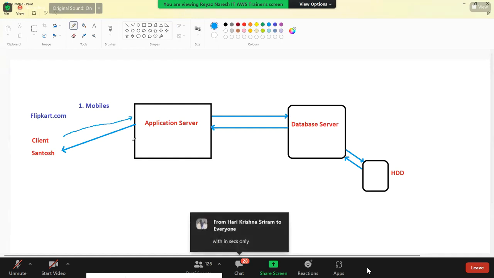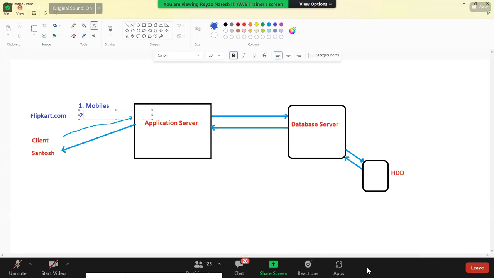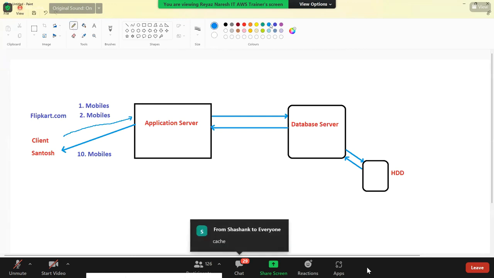So guys, first time he asked for mobiles. Second time also he is asking for mobiles. Third time also, fourth time also, fifth time also. Tenth time also he is searching for the same data. Whenever he's searching for the same data again and again, guys, what is the face of the application server?